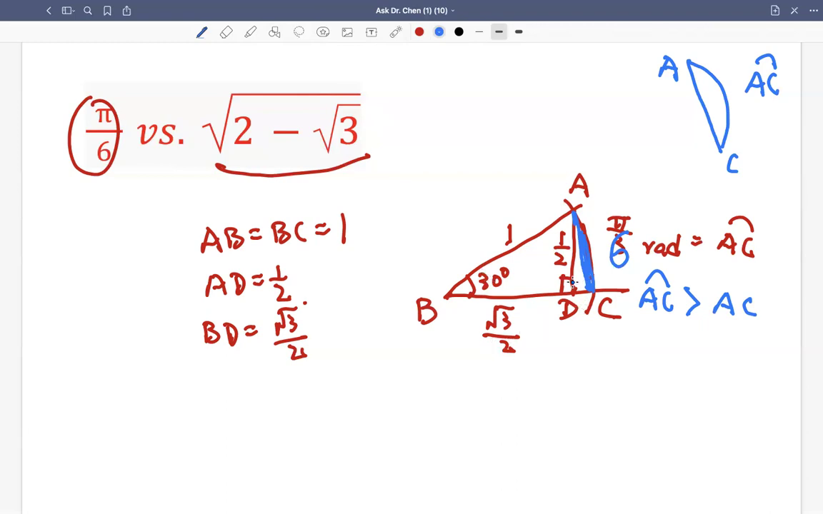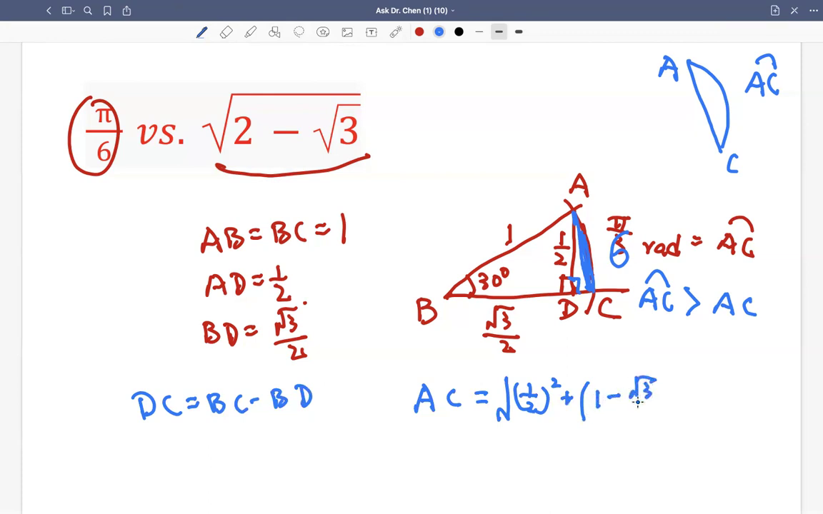Well, let's look at this. This is also a right triangle, right? So the length of the straight AC equals the square root of AD squared plus DC squared. How do we get DC squared? The DC equals BC minus BD. Right, BC is 1, and BD is radical 3 over 2. So it's the square root of this. Well, let's just calculate this.